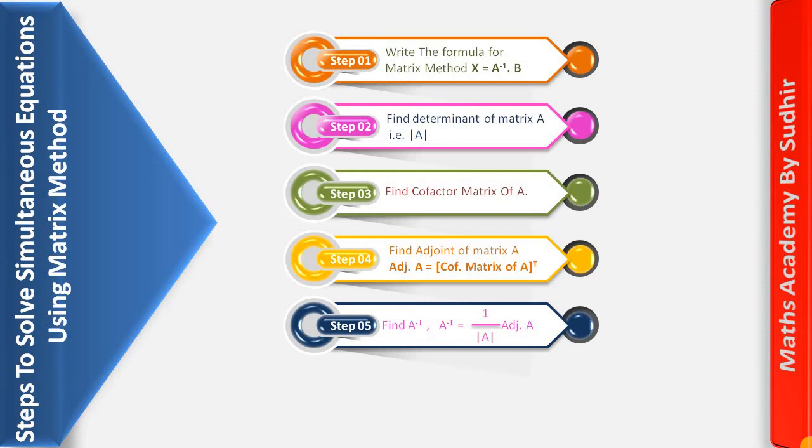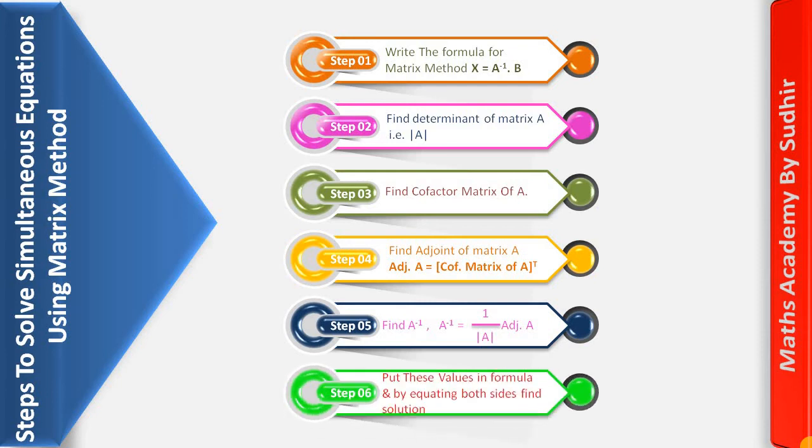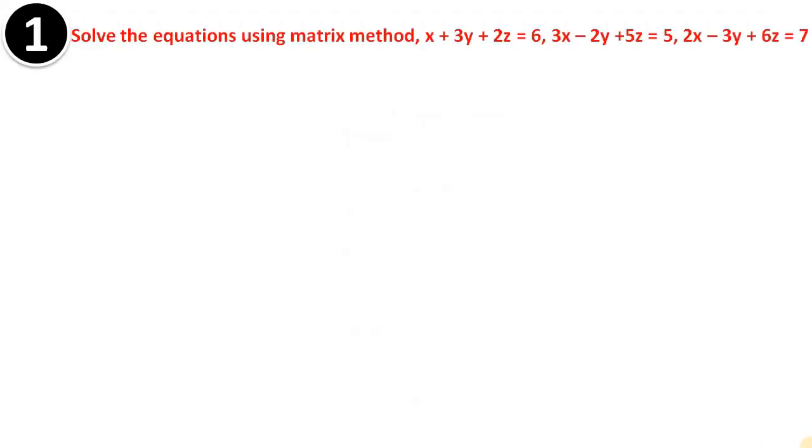The final step is to substitute these values in the formula, simplify it, and at the last step equate both sides and find the solution, that is the values of x, y and z. So these are the 6 steps we have to follow for the matrix method. Now let's take one example: solve these equations using the matrix method.